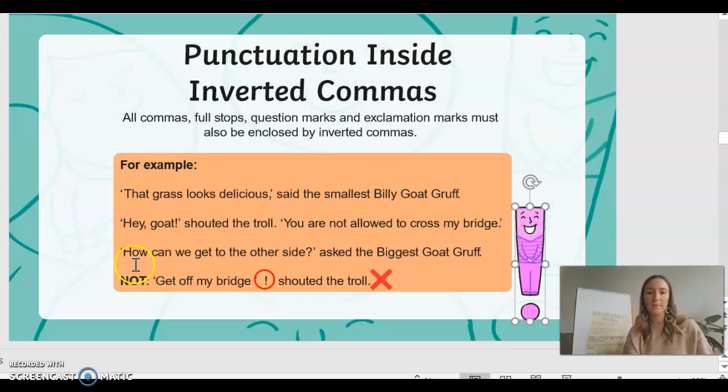Same for a question. How can we get to the other side? Question mark, close talking marks, asked the biggest billy goat gruff. You can see here that this is not correct, where they've got the exclamation mark outside the talking marks. So that's really important. Any commas or exclamation marks or question marks go inside the talking marks.